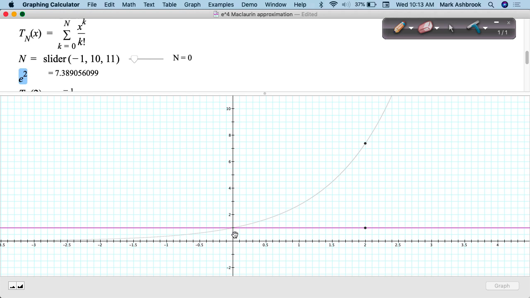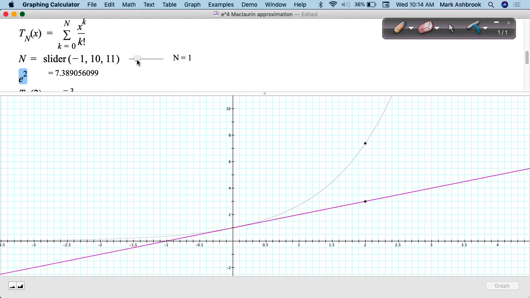Okay? What do you expect to see when I turn on the first degree Maclaurin polynomial? The tangent line, because it gets right what? It gets the function value and the first derivative. So you basically get the tangent line.